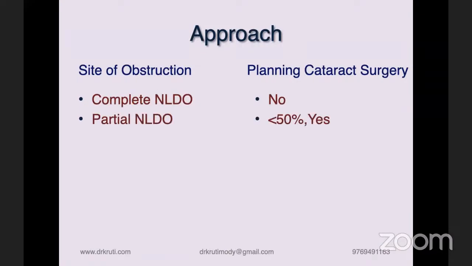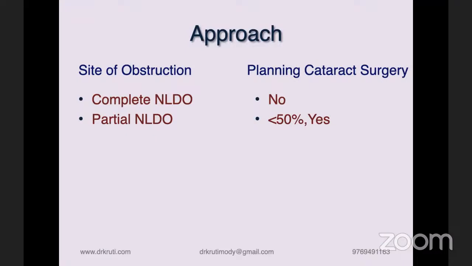Partial NLD block, less than 50%. Now, what do I mean by less than 50% and how do you know? When you are doing your syringing, the patient is getting some fluid in the throat and you are getting some regurgitation. When you are pushing, you know how much you are pushing. You have to evaluate how much is coming back. It's an approximate evaluation, not 100%. But on an average, if you think the regurgitation is not much, maybe just 20-30% of what I'm pushing, that means a considerable amount is flowing through. That is where I will call it a partial NLD block.